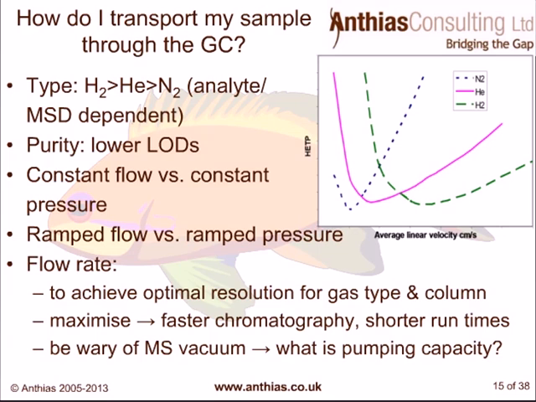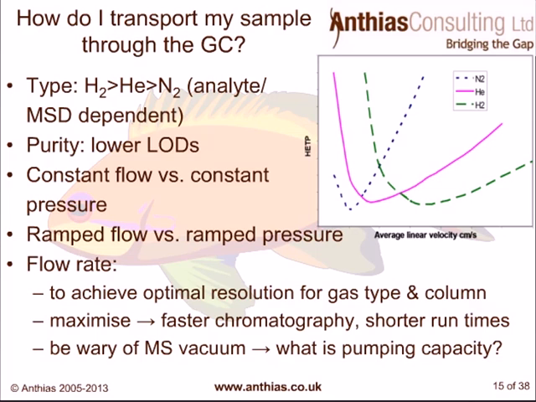So we mentioned earlier the higher purity the carrier gas you use, but again is detector dependent, you get lower limits of detection. Do you want to use constant flow, or do you want to use constant pressure? Do you want to be using a ramped flow or a ramped pressure? So when you're optimizing your flow rate, you want to, first of all, achieve the optimal resolution for the type of gas you're using and also the analytical column.